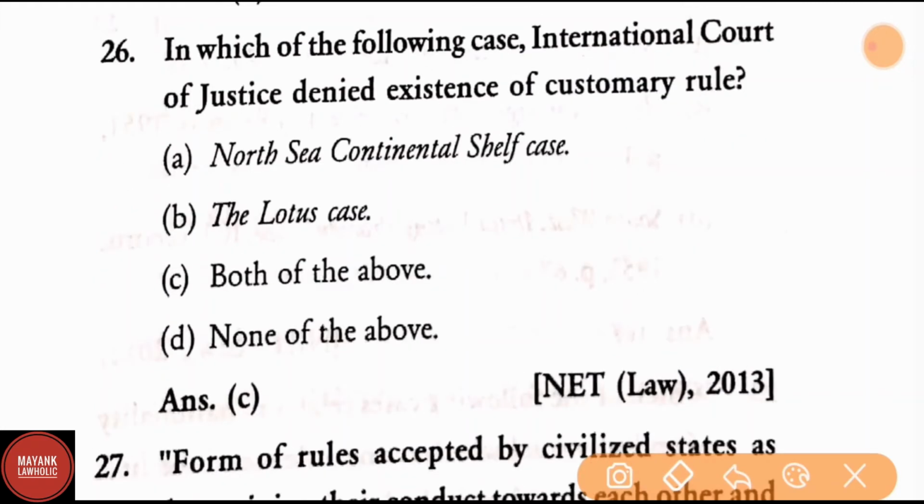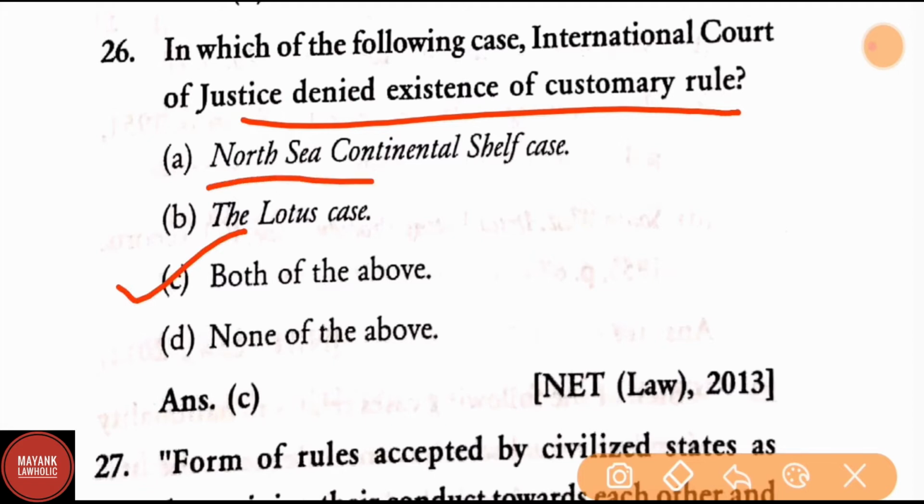Question number 26. In which of the following cases did the International Court of Justice deny the existence of a customary rule? It was held in the North Sea Continental Shelf case as well as the Lotus case. So the answer is both of the above.